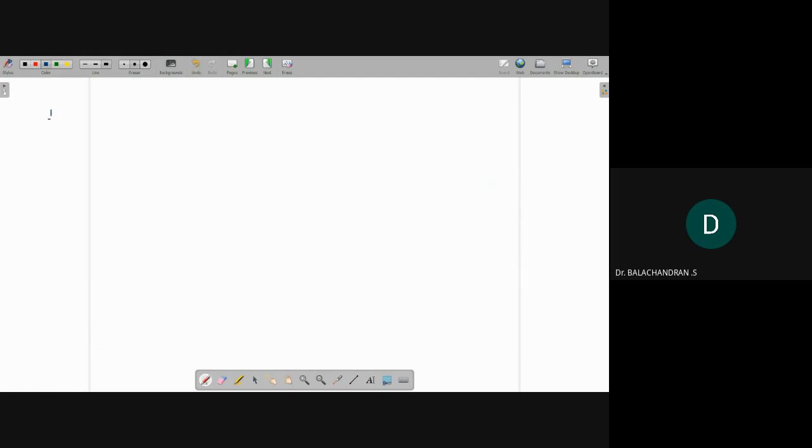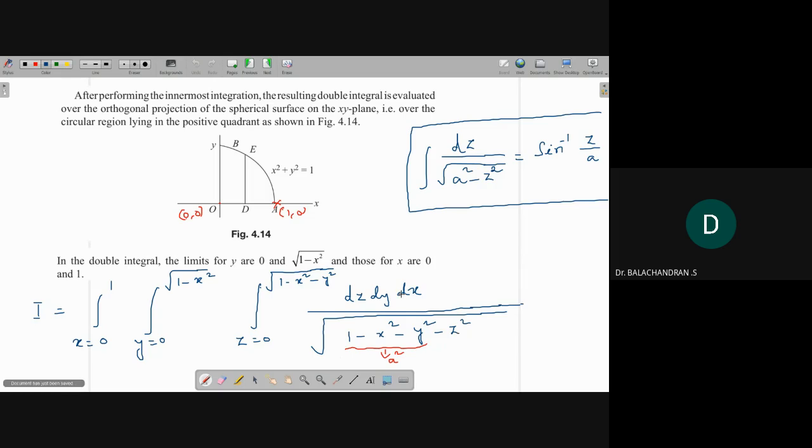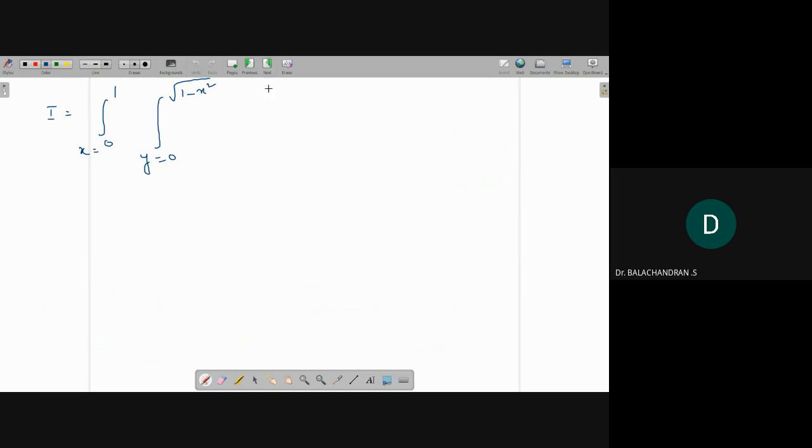I is equal to the integral, x varies from 0 to 1, and y varies from 0 to root of 1 minus x square. If you integrate this one, you'll get sin inverse of z by a. What is a? 1 minus x square minus y square. Is it correct? Yeah, correct.